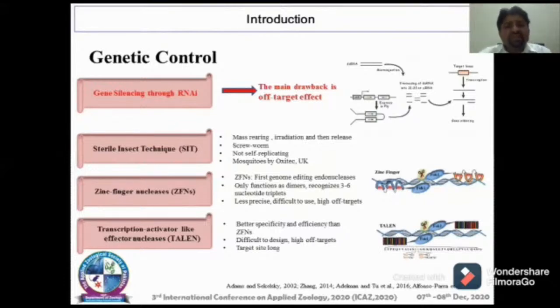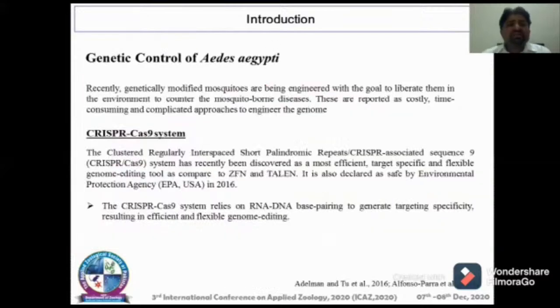Despite having many of these genetic control techniques, there is another technique which is called the CRISPR-Cas system. This is technically an adaptive immune system reported in bacteria. So it has been borrowed from bacteria for other organisms. Recently it has been worked on in Drosophila and introduced in other organisms.